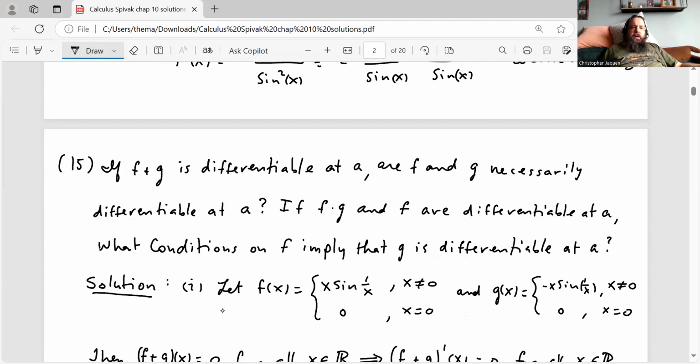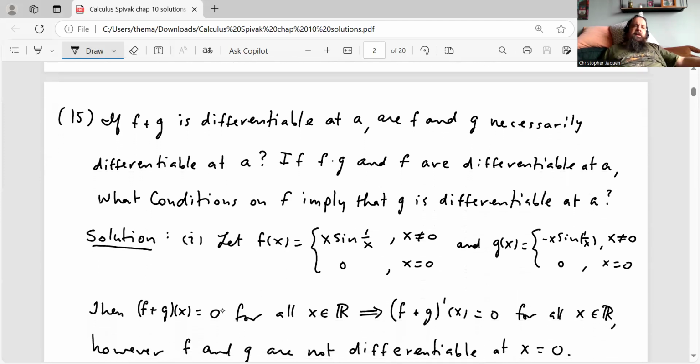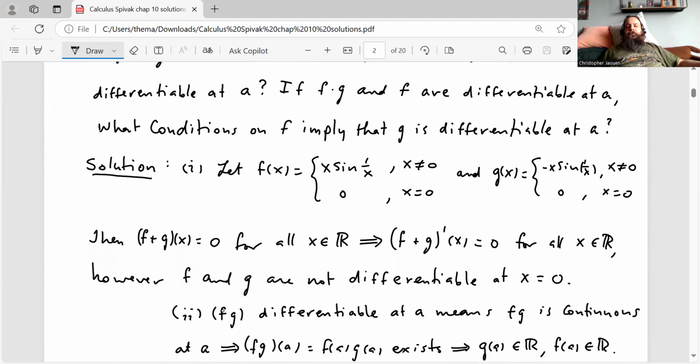Okay, so let's move on then to question 15. If f plus g is differentiable at a, are f and g necessarily differentiable at a? If f times g and f are differentiable at a, what conditions on f imply that g is differentiable at a? Right, so let's answer the first question first.